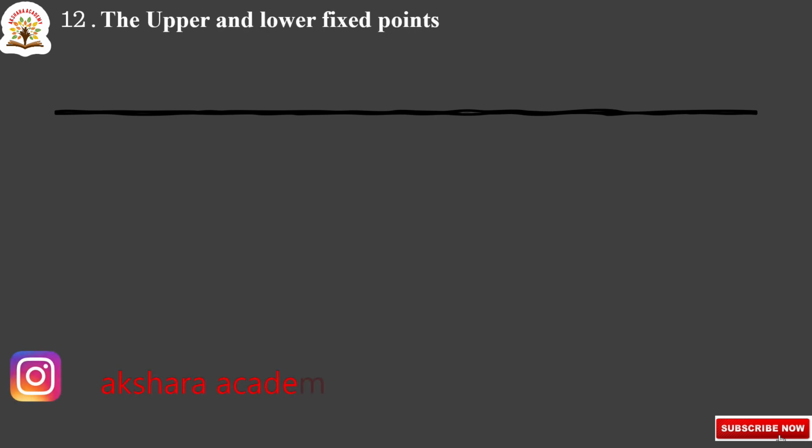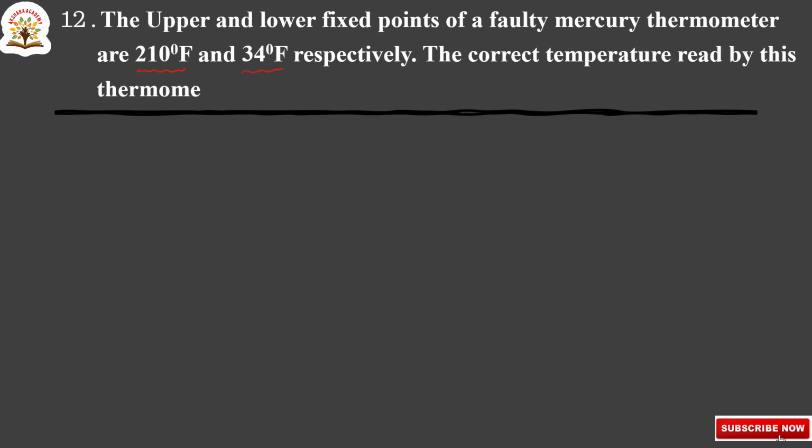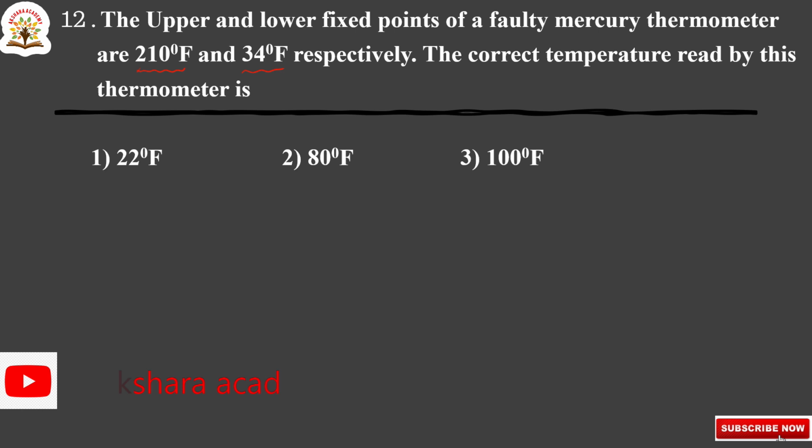The upper and lower fixed points of a faulty mercury thermometer are 210 Fahrenheit and 34 Fahrenheit respectively. The correct temperature read by this thermometer is... Here in this question they have given the upper and lower fixed points of a faulty mercury thermometer. One is 210 Fahrenheit and the other is 34 Fahrenheit. We have to calculate the correct temperature read by this thermometer.